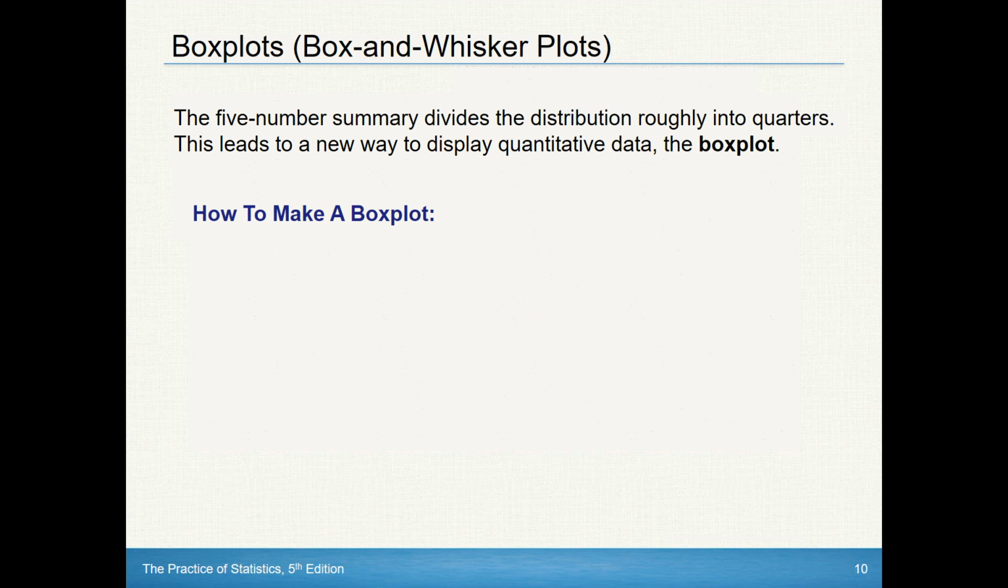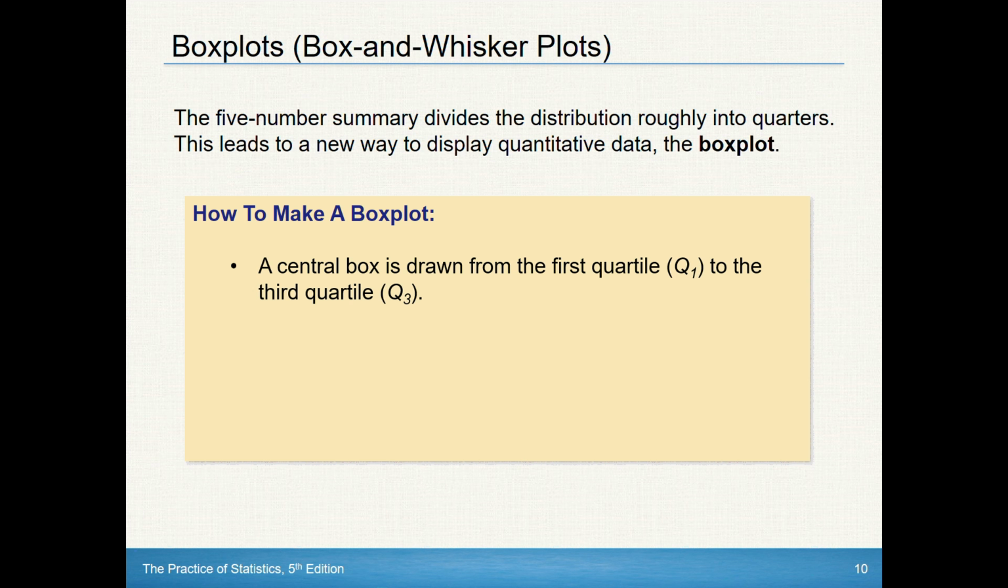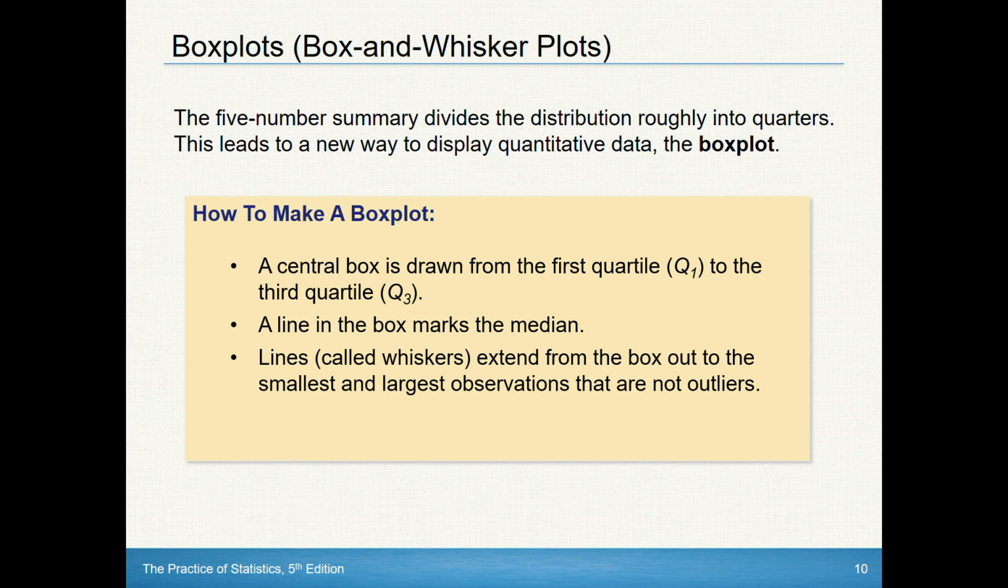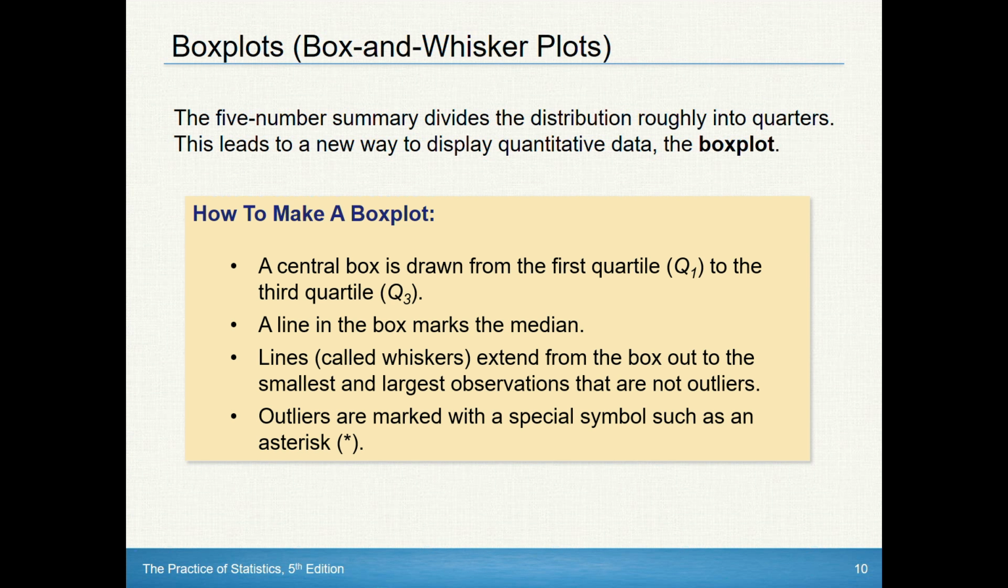But like I said, we're going to use the 5-number summary to make a box plot. So how do we do it? Well, the first thing we do is draw a box around the quartiles. Then we make a vertical line in the middle that marks the median. And then we draw lines, or whiskers, extending out from the box to the smallest and largest values that are not outliers. And any outliers you have, you mark with an asterisk.